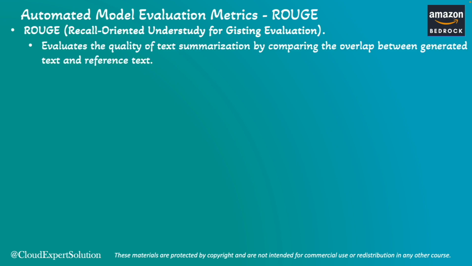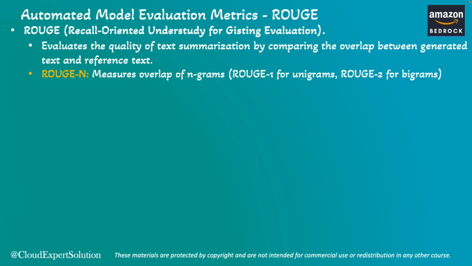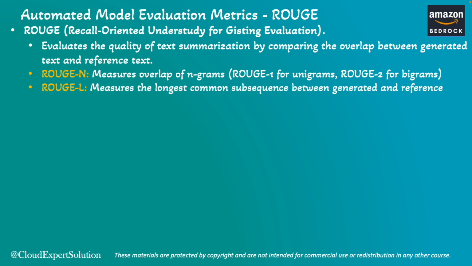This metric evaluates the quality of text summarization by comparing the overlap between the generated text and the reference text. And for that, we have two key variations. One is ROUGE-N, that measures the overlap of n-grams, that is ROUGE-1 for unigrams, ROUGE-2 for bigrams, and we'll see with an example. And the second variation is ROUGE-L, which measures the longest common subsequence, or LCS, between the generated and the reference text. Now let's understand the calculation of those metrics with some examples.